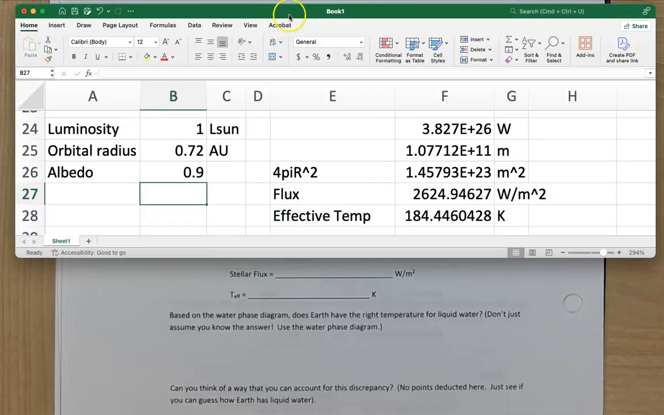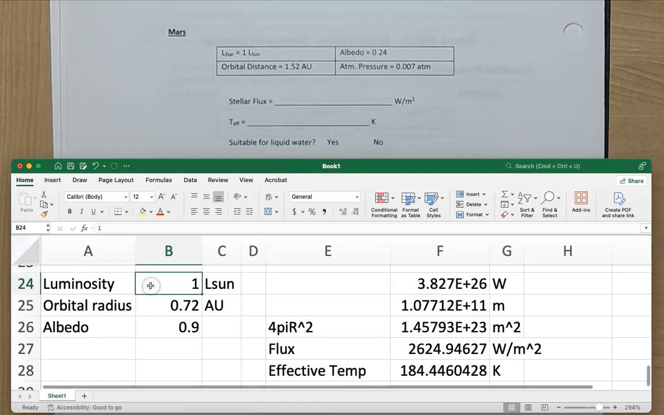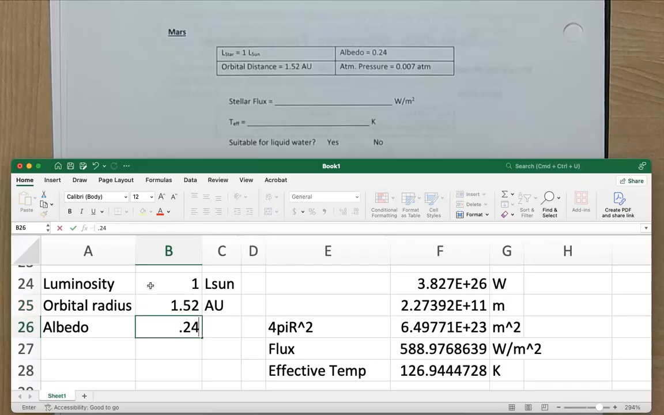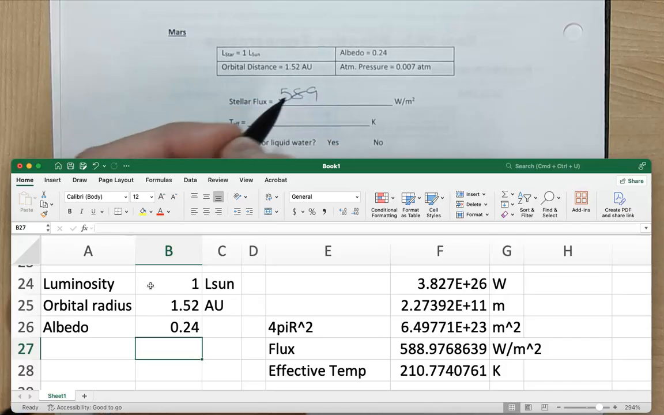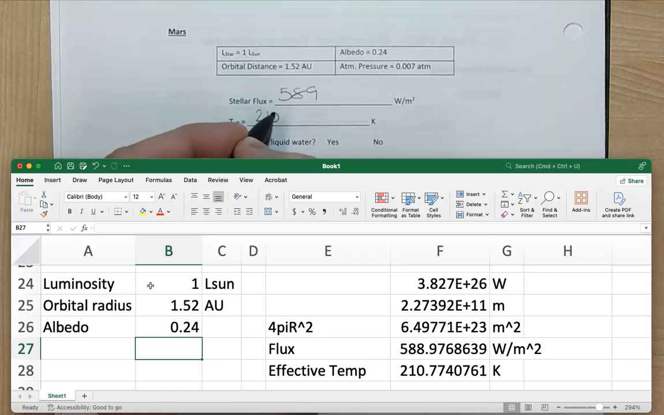Here's my spreadsheet. Mars is orbiting a one-solar luminosity star, 1.52 AU away, with an albedo of 0.24. So Mars is receiving 589 watts per square meter of sunlight flux, and an effective temperature of 210 Kelvin.